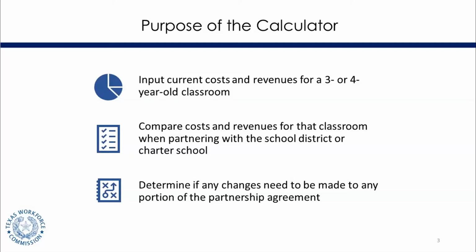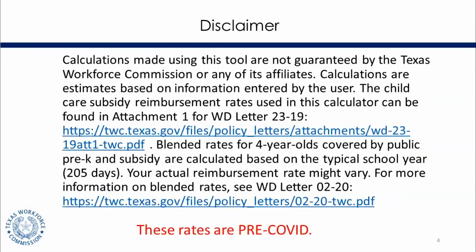Before we move forward, I will note this disclaimer. Calculations made using this tool are not guaranteed by the Texas Workforce Commission or any of its affiliates. Calculations are estimates based on information entered by the user. The child care subsidy reimbursement rates used in this calculator can be found in Attachment 1 for WD Letter 23-19. Blended rates for 4-year-olds covered by public pre-K and subsidy are calculated based on the typical school year, which is 205 days. Your actual reimbursement rate might vary. For more information on blended rates, see WD Letter 02-20.